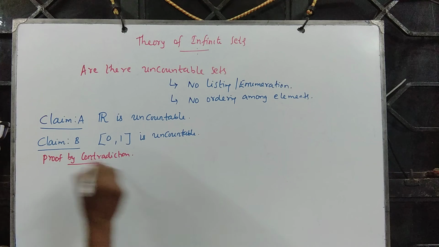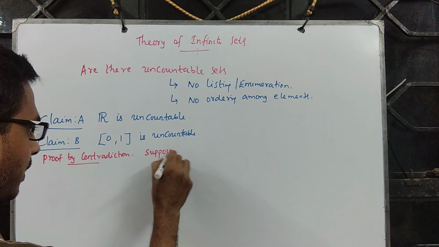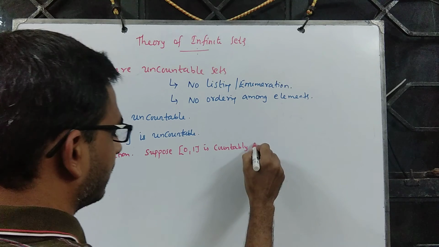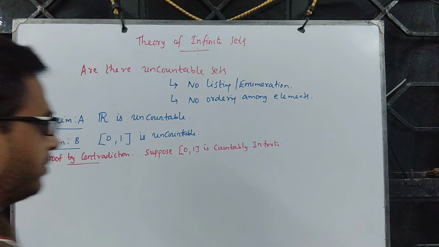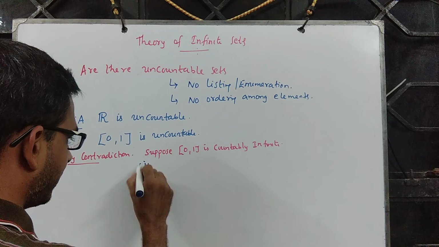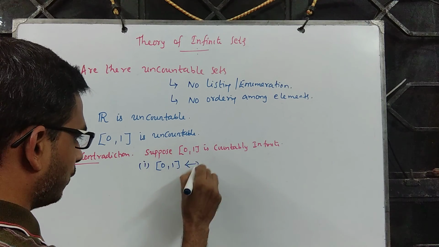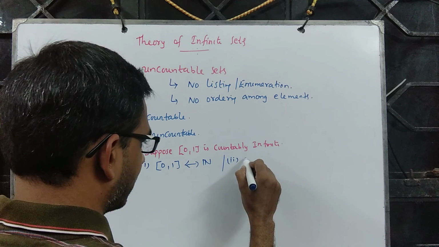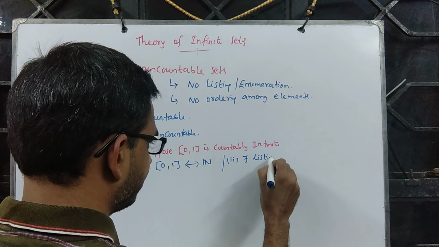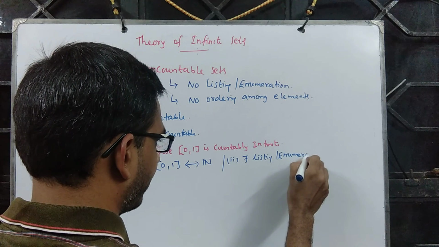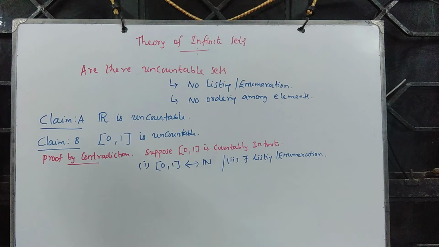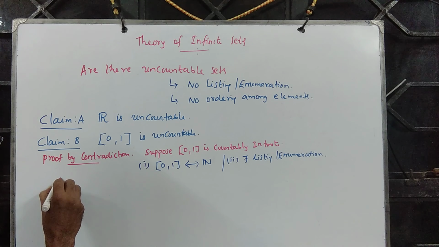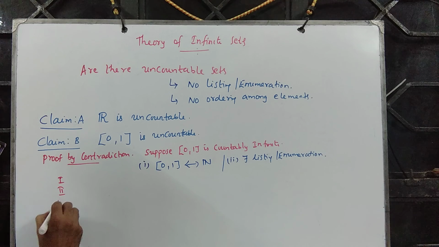Suppose [0, 1] is countable, meaning countably infinite. If it is countably infinite, then there exists a bijection from [0, 1] to the set of natural numbers, or you can say that there exists a listing or enumeration. Now, a listing or enumeration tells you here is the first element, here is the second element, here is the third element, like that.